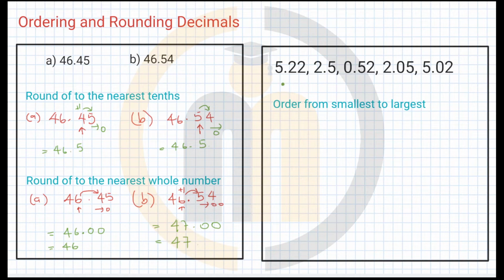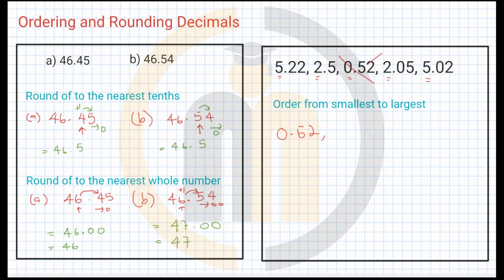Alright, now when we're ordering decimal numbers, we have a bunch of decimal numbers here. We order the same way we do with normal whole numbers as we've done before. For example, we have 5.22, 2.5, 0.52, 2.05, 5.02. What we do is look at the number before the decimal point. This will tell us which is the smallest and which is the biggest. We have a 5, a 2, a 0, a 2, and a 5 again. So clearly the smallest here is the 0. So we write 0.52 as the smallest.